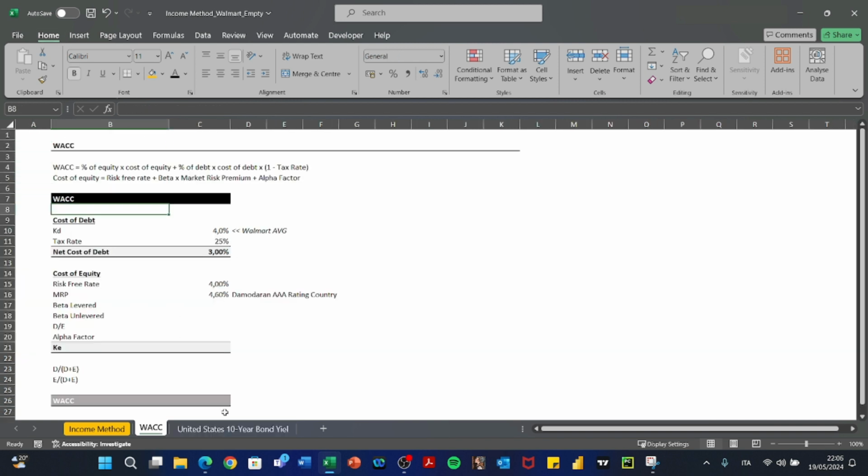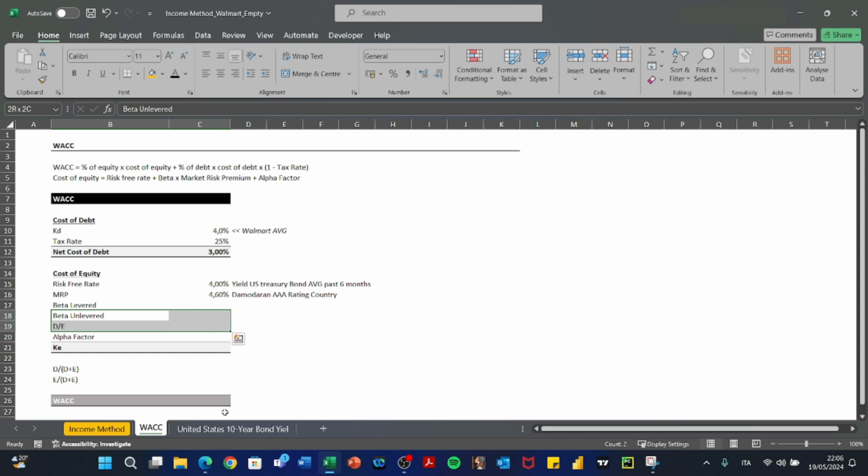This is our risk-free rate, which is the yield of the US Treasury bond, average of the past 6 months. Perfect.